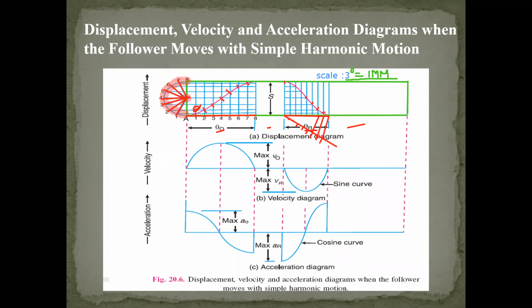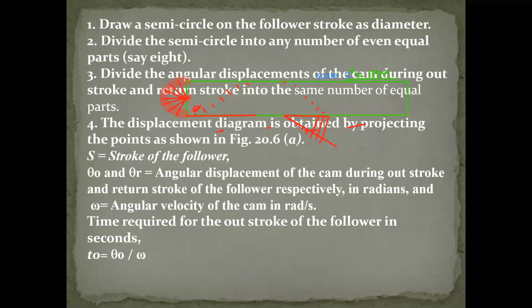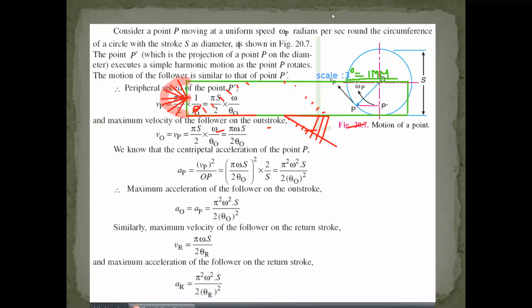Do you understand how to construct our displacement diagram, and what type of approach is followed for the velocities and accelerations for simple harmonic motion? Is it clear? We have a small derivation part regarding this, so all of you observe.